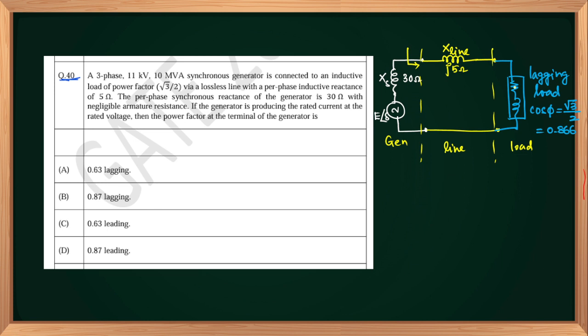He is saying that inductive load means resistance and inductor will be there. So cos inverse of 0.866, you will get phi equal to 30 degrees. Now for this resistive nature and reactive nature, the impedance angle is 30 degrees. This load power factor is 0.866, but we don't want the power factor at the terminals of the load. We want the power factor from the generator terminals.